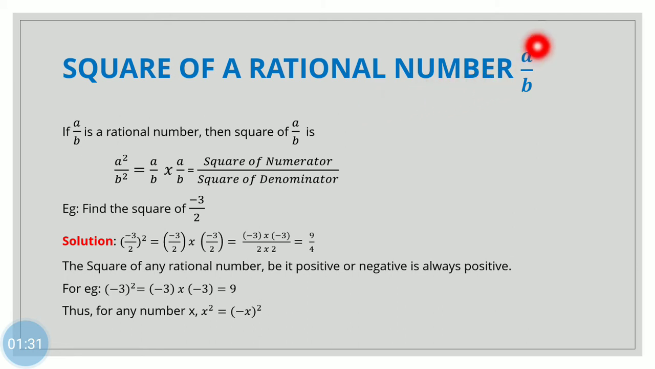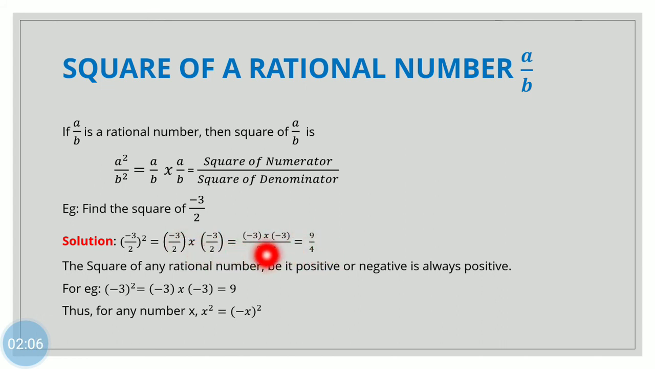Square of a rational number a upon b. If a upon b is a rational number, then the square of a upon b is a² upon b². So a is multiplied 2 times, b is multiplied 2 times, which is equal to the square of the numerator upon the square of the denominator. Find the square of minus 3 upon 2. So minus 3 upon 2 raised to the power 2. Minus 3 upon 2 is multiplied 2 times, minus 3 upon 2 into minus 3 upon 2, which is equal to minus 3 into minus 3, which is 9, upon 2 into 2, which is equal to 4.